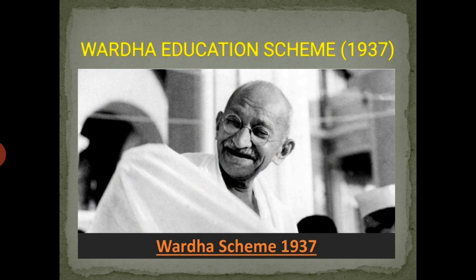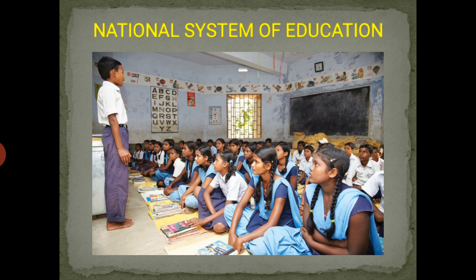Students, next one, national system of education. Yes, I have told you already, in 1943 it was started, and it proposed compulsory and free education for children between 6 to 14 years. Most of the recommendations of this plan were implemented by the government of India.